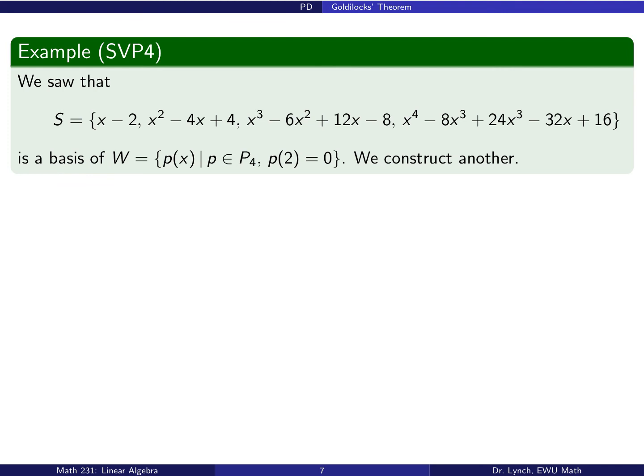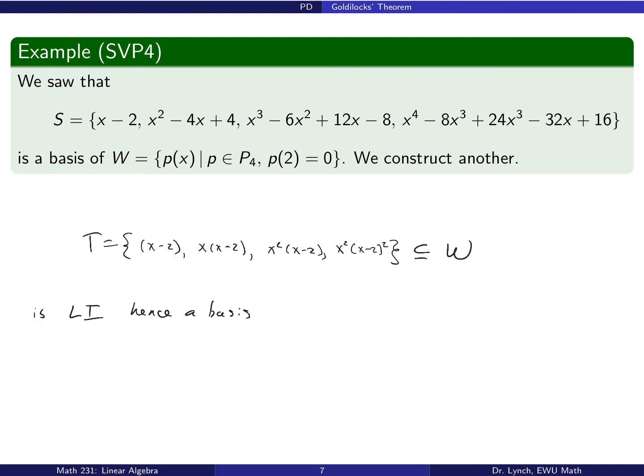Here's another example. We previously saw a basis of this subset of quartic polynomials where polynomial evaluation at 2 gives 0. So it's pretty quick to construct another. Here's another: the set x minus 2, x times x minus 2, x squared times x minus 2, and x squared times x minus 2 squared is a subset of W that is linearly independent. Hence, it's a basis.